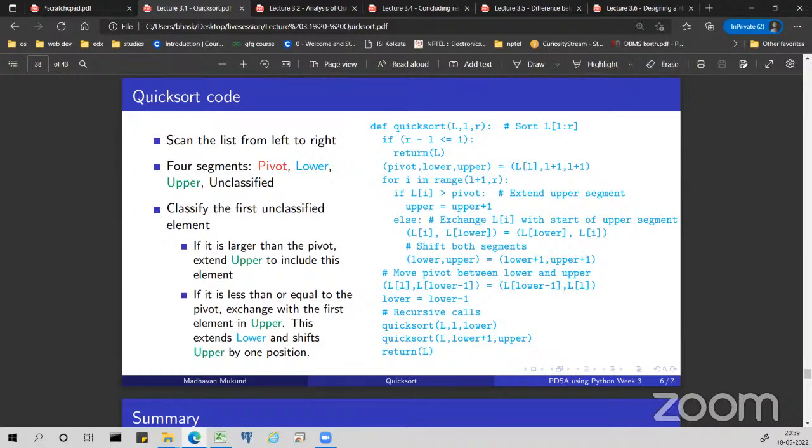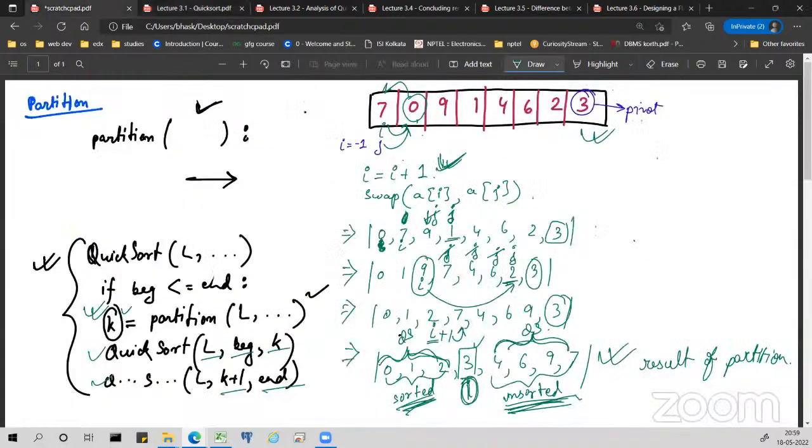So let me just restate it. What sir has done over here is, sir has considered this element as the marking element, and then he has started from over here, compared all of these like this, and then swapped at the appropriate position.